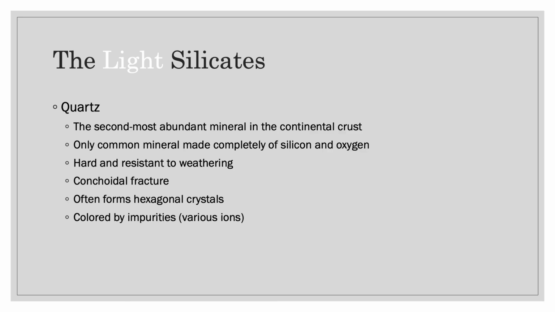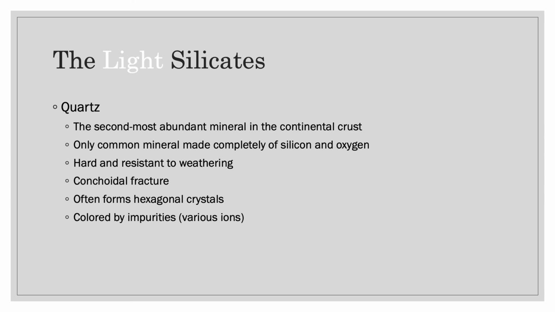The second most common type of light silicate is quartz, and I'm sure most of you probably know what quartz is. A lot of people that collect rocks collect quartz. And it's the only common mineral made completely of silicon and oxygen. So this is kind of the exception because of the three-dimensional structure of silicon and oxygen and how silicon is bonded to two oxygens and it has a balanced charge. The silicon and oxygen didn't need to bond to positively charged metals in quartz. And this makes it hard and resistant to weathering.